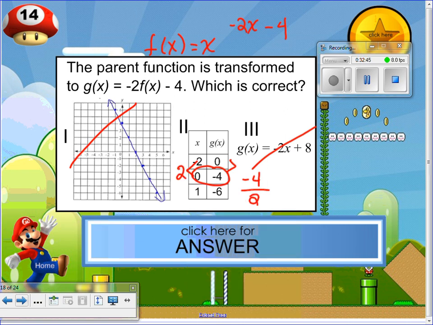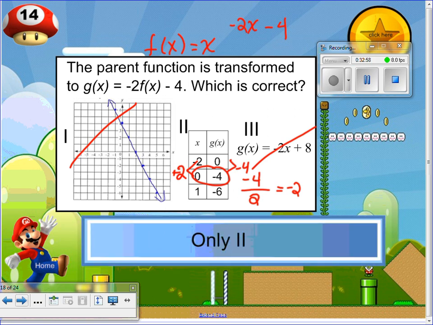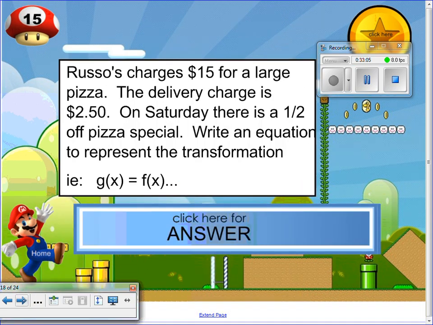So we have negative 4 over positive 2, which gives us negative 2. So this one has a slope of negative 2 and a y-intercept of negative 4. So really do the transformation first, and then look at the representations, and make sure that the slopes and the y-intercepts match up for both of them.